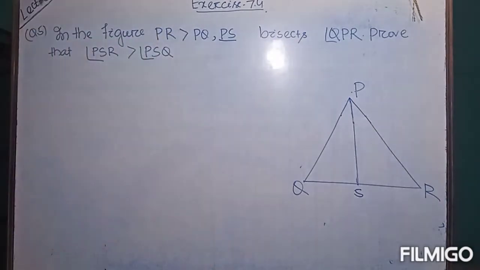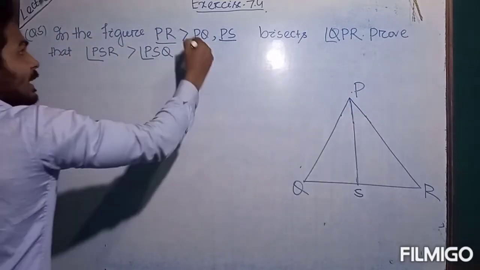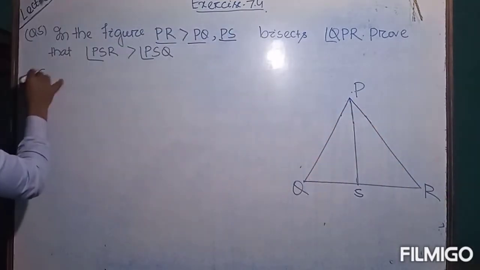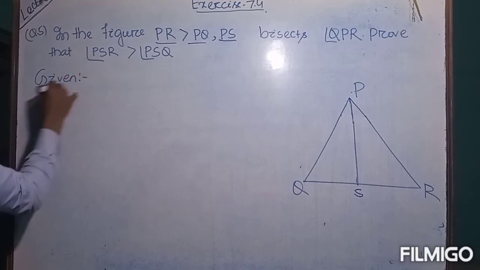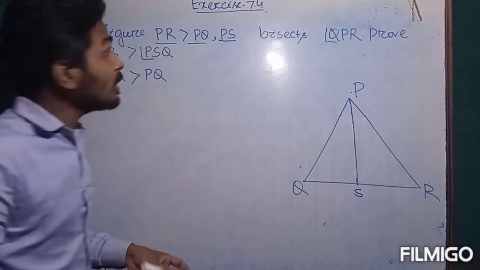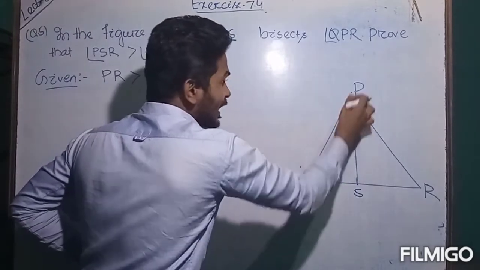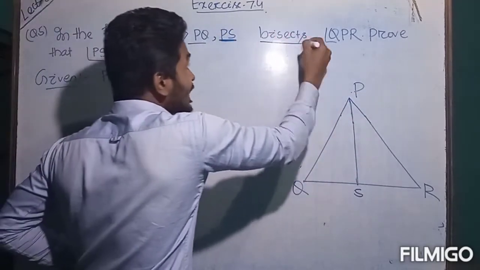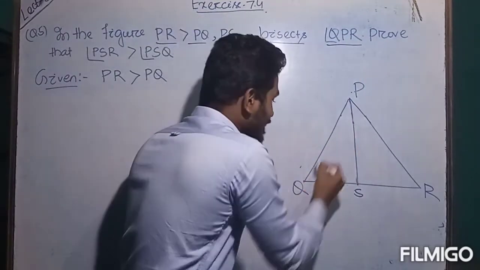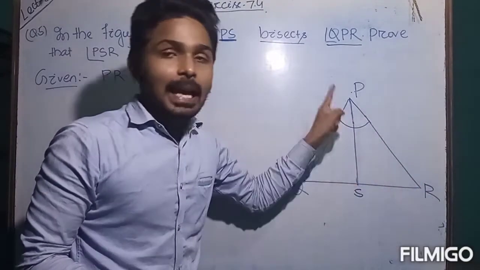So according to the question, it is given in the following figure that PR is greater than PQ. So this side PR is greater than PQ. Let's write what is given here. It is given that PR side is greater than PQ side. Understood? Then PS is a line which bisects angle QPR. PS bisects which angle? QPR. So PS is called an angle bisector.